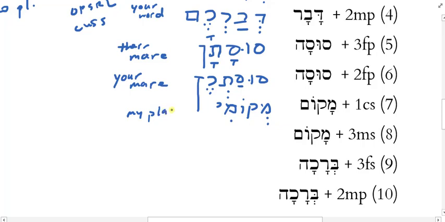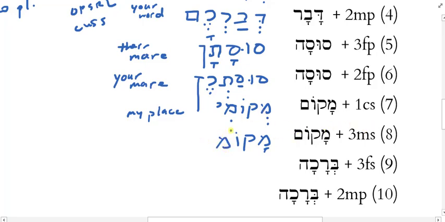My place. All right. This is probably a stupid pickup line in Hebrew, right? My place or your place? Mikomi. All right. Makom with the 3MS pronoun. Just do the same thing. Start with makom. Make the mem non-final because we got to add a pronoun.